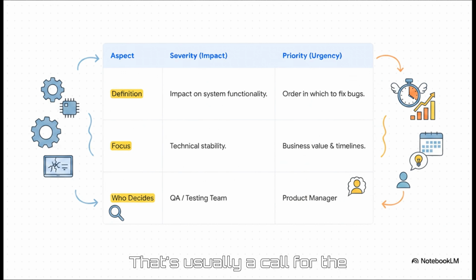That's usually a call for the quality assurance or testing team. Priority, on the other hand, is about business urgency. How fast do we need to fix this thing? That's a decision for the product manager. And you got to remember, they are not the same thing.